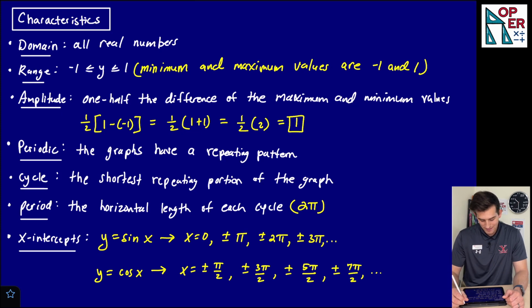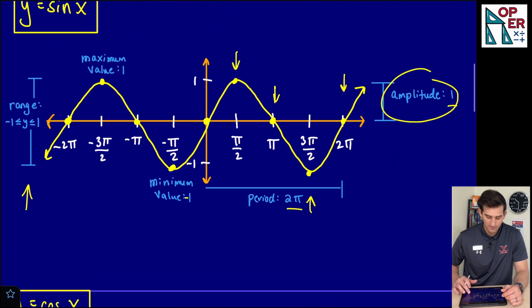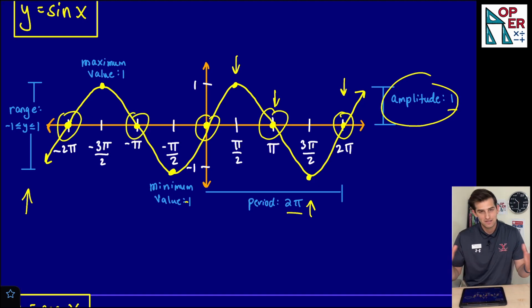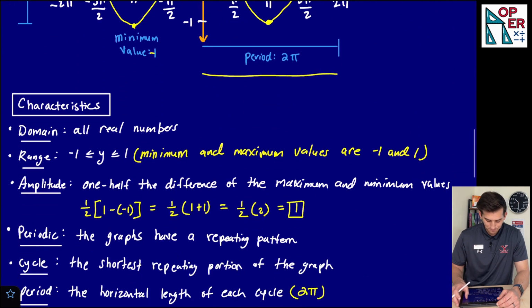Okay. All right, and lastly, the x-intercepts. So for the sine graph, the x-intercepts are 0, positive and negative pi, positive and negative 2 pi, 3 pi, 4 pi, so on and so forth. So if we look back at our sine graph x-intercepts, we had 0, pi, 2 pi, negative 2 pi, right? And that just keeps going on in both directions.